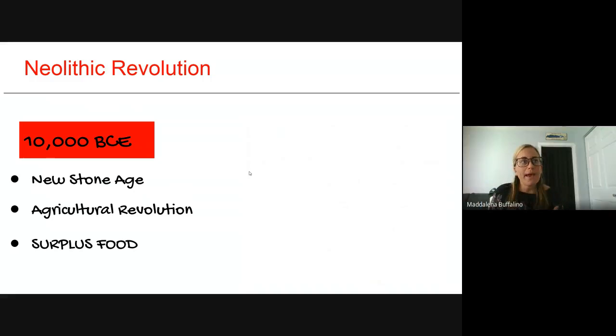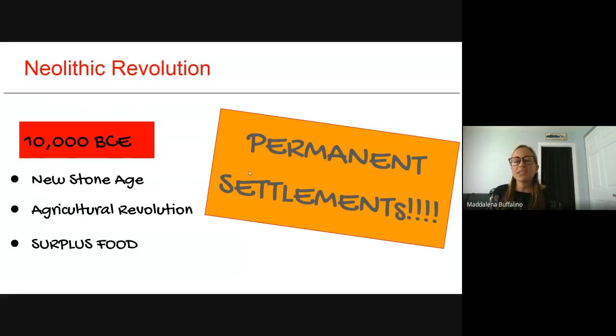So they were nomads and they were hunting and gathering, and all of a sudden they have a surplus of food. Surplus means extra. So they decide to stay in one spot. And then they figure out how to create agriculture. And that's how the Neolithic Revolution occurs. So that surplus of food has to occur first. So this is how we have permanent settlements. That's the big idea.